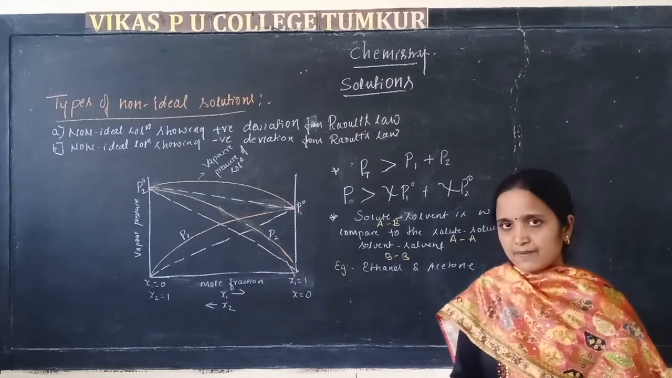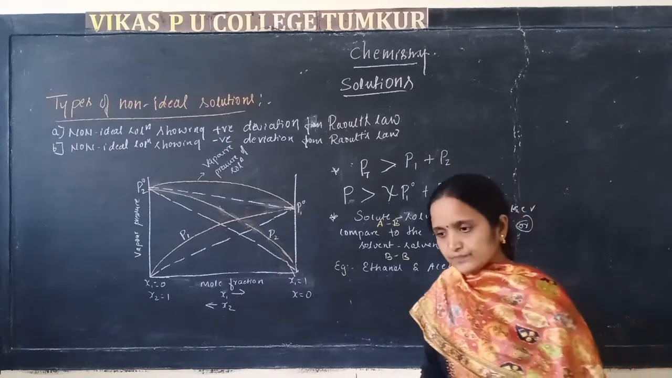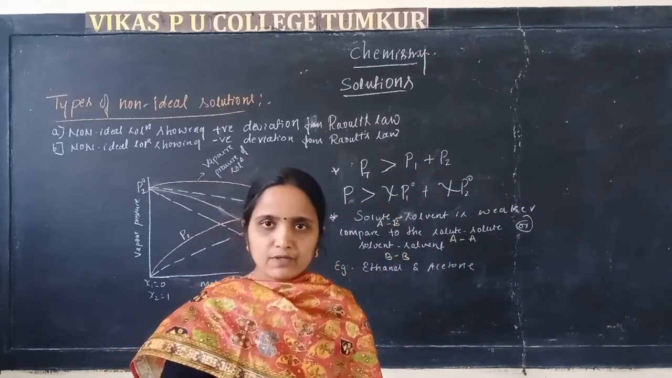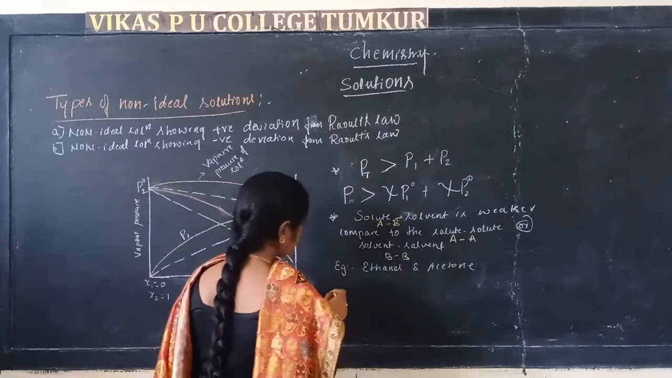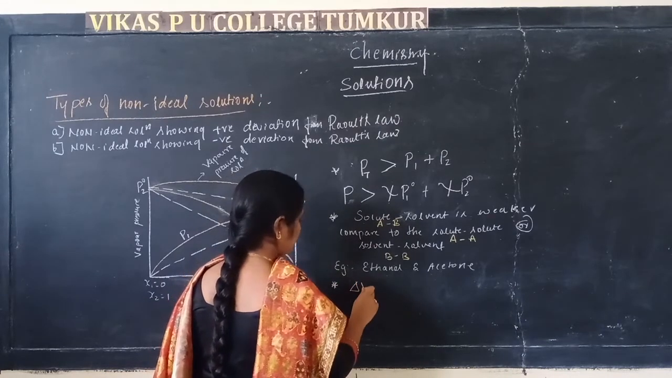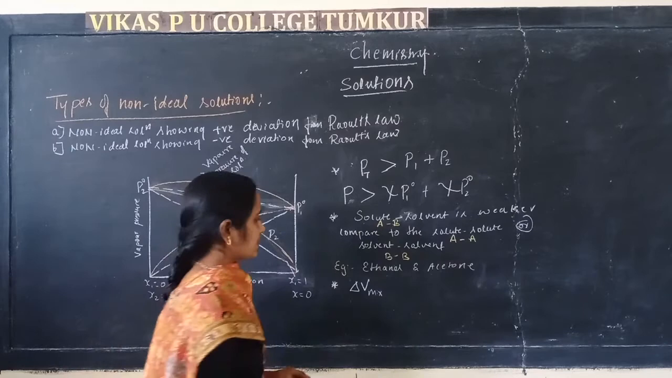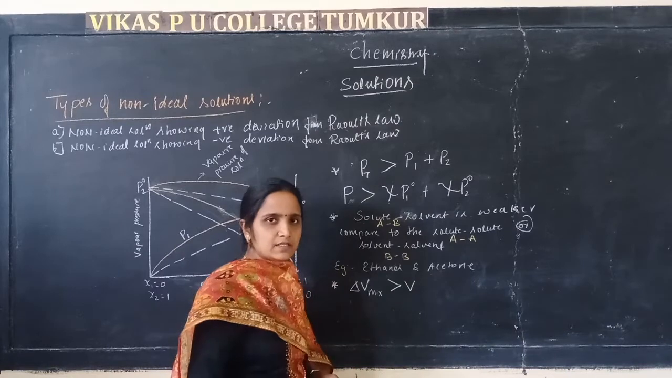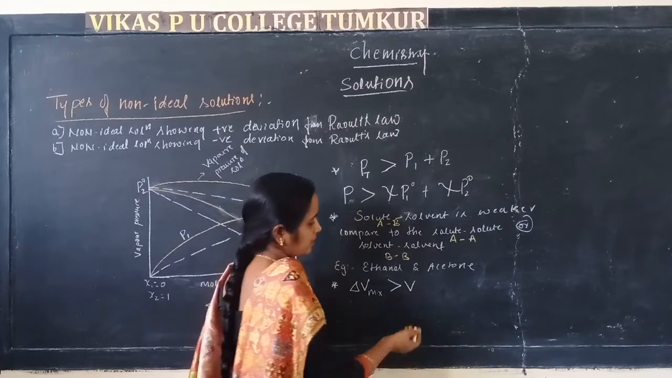We will take some other example, carbon disulfide and acetone, also an example of a non-ideal solution showing the positive deviation. Another characteristic is the volume of the mixture. The volume of the mixture is greater than the sum of the volumes of the solute and the solvent.